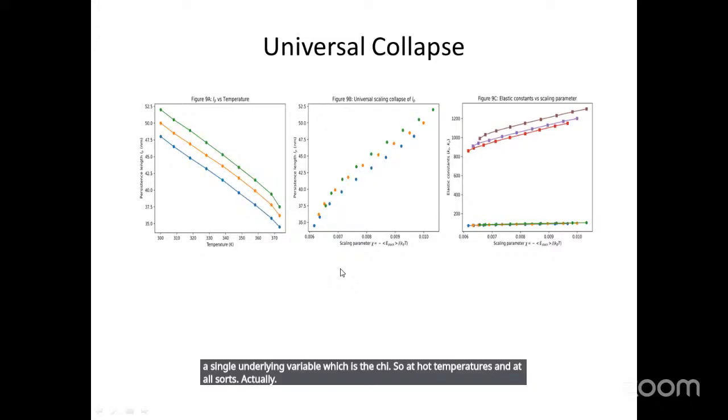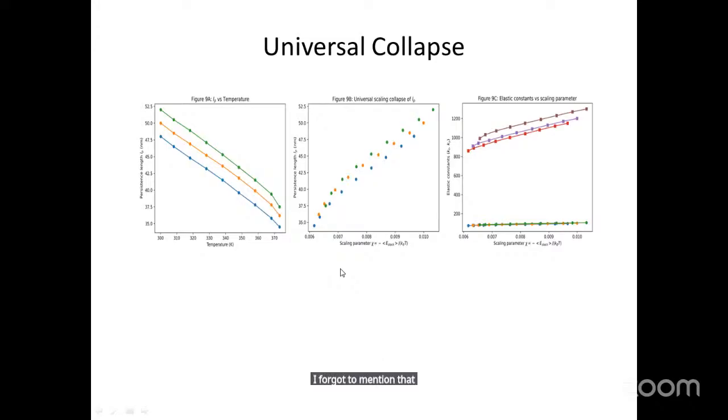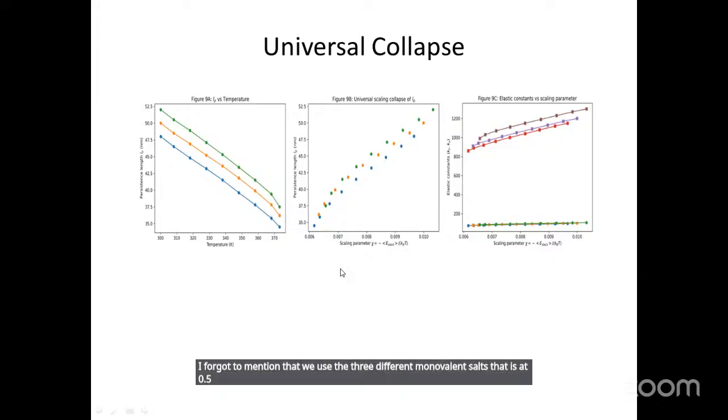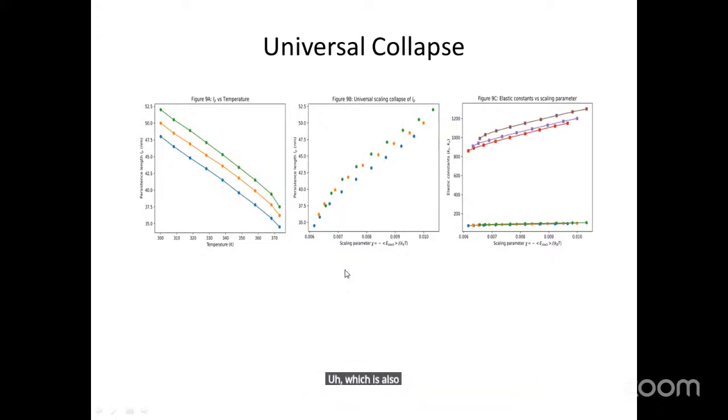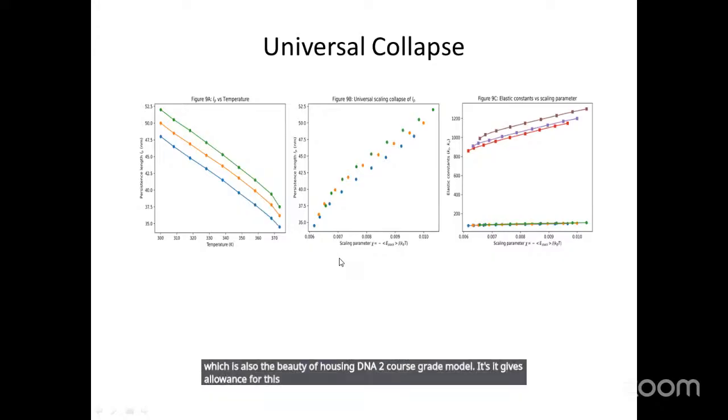Actually, I forgot to mention that we used three different monovalent salt concentrations, that is 0.5, 1.0, and 1.5 molar. Which is also the beauty of using the oxDNA2 model. It gives allowance for this high monovalent salt.